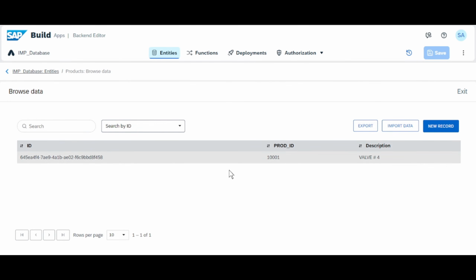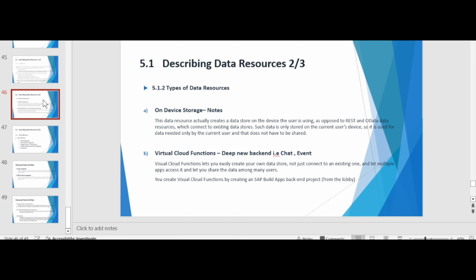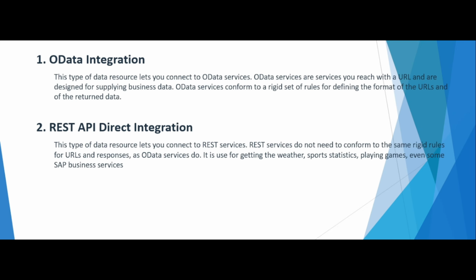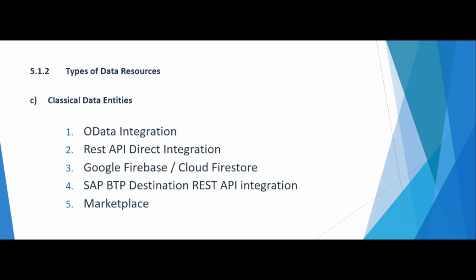Here it is. Now you can see the accept ID. A product ID 10001 is created, and the valve number 4 is saved as a description. So hope you understand the virtual cloud function. For the audit integration, we have to select another type.